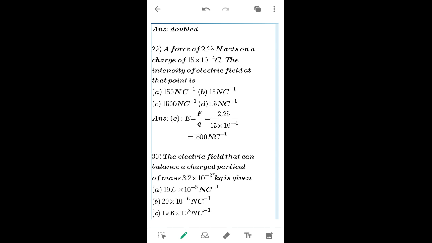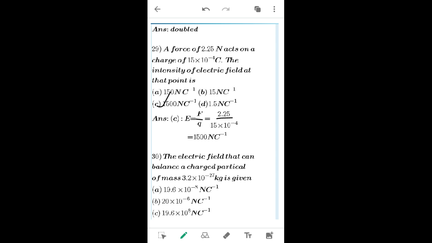Next, let us go to the 29th question. A force of 2.25 Newton acts on a charge of 15 into 10 raised to minus 4 coulomb. The intensity of electric field at that point is: 150 Newton per coulomb, 15 Newton per coulomb, 1500 Newton per coulomb, 1.5 Newton per coulomb. So the equation is E equal to F upon Q, which is equal to 2.25 by 15 into 10 raised to minus 4, and this is equal to 1500 Newton per coulomb. So the correct option is C.